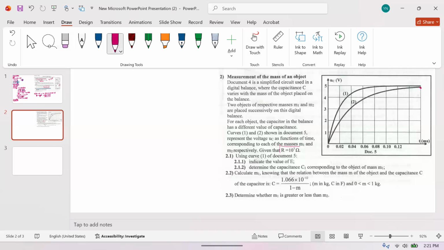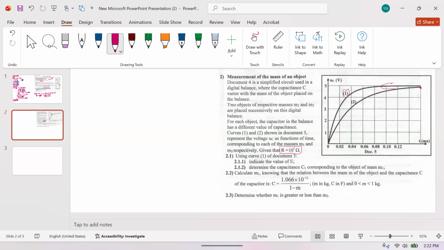So now we have one of the unknowns in the previous part. Using curve 1 of document 5, this one, indicate the value of E. We all know by now that the value of E is the maximum value on the curve, or the value where the curve reaches its permanent phase.